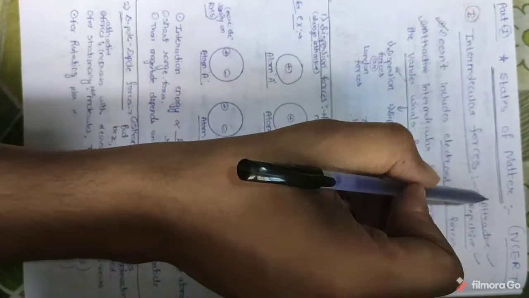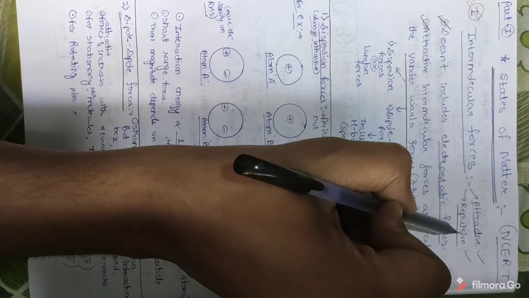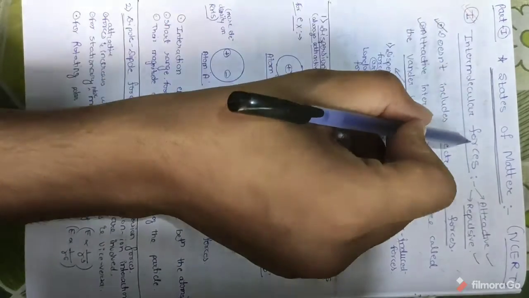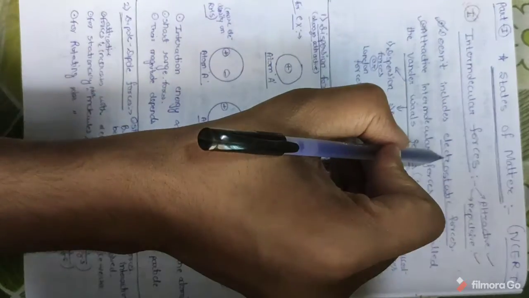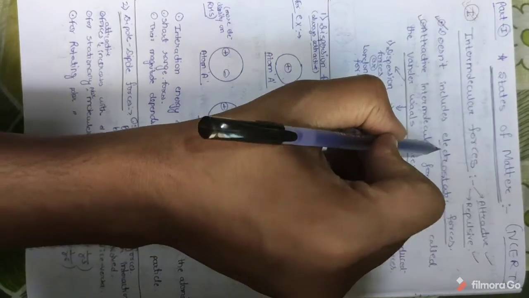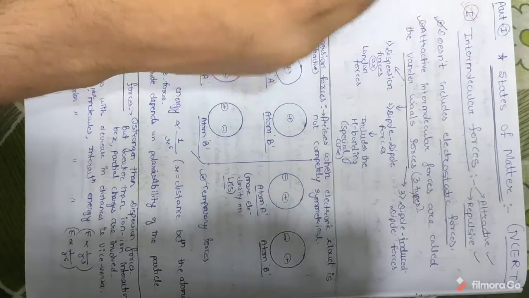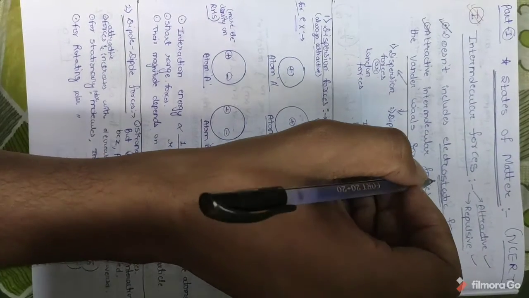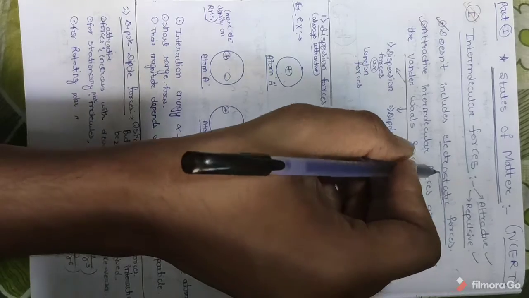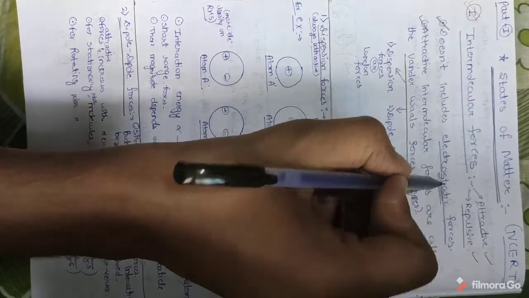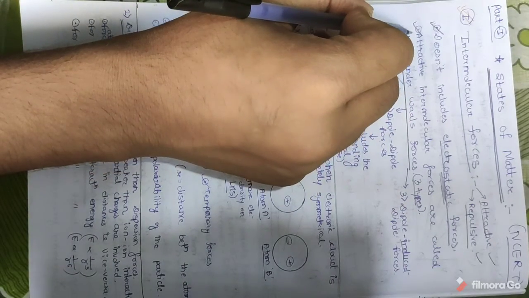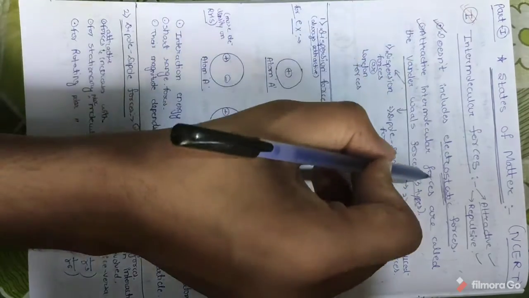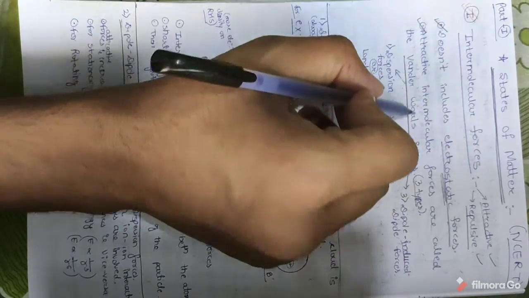The forces may be of attractive type or repulsive type. These intermolecular forces don't include electrostatic forces, because electrostatic forces means the forces between electrical charges which are at rest, because they are static, that is, in a resting state. Next, attractive intermolecular forces are called the van der Waals forces.